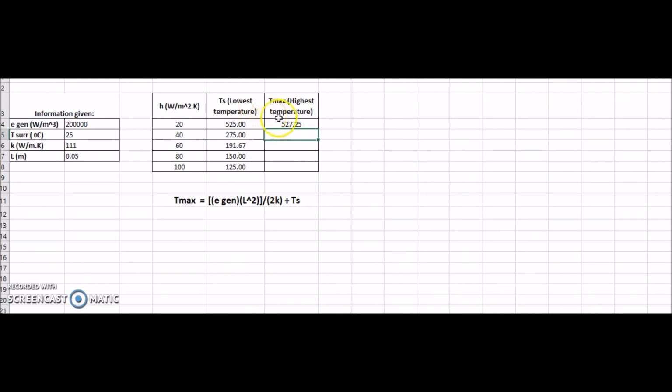So yeah, you'll get this, and now you wait for the plus symbol, and just drag it down and you get the value. So to check for it, you make sure your T max is higher than TS, and you're finally done with finding the value of TS and T maximum at different h values. So the next is we're going to plot a graph.